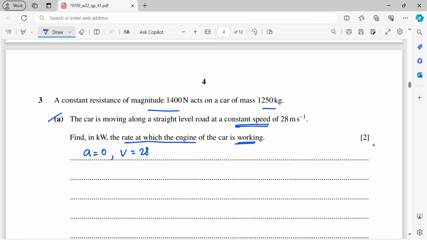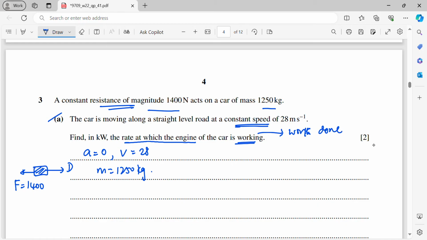Now, basically, this is the diagram. Let's say this is a car. Resistance force means that, let's say the car is moving to the right side. This is the driving force, so the resistance force will be towards the left side. This is F equals 1400 newtons, and now the mass M equals 1250 kilograms. Okay, so first of all, before you get the rate at which the engine is working, that means this is actually the work done.